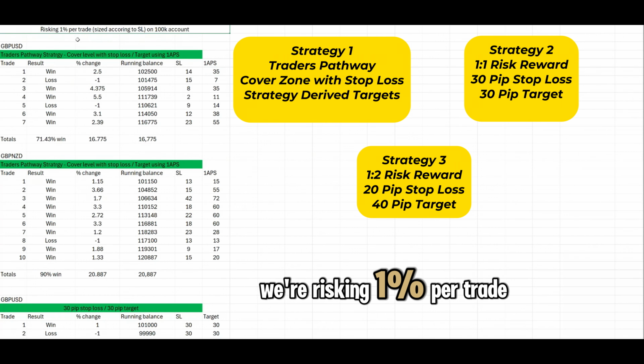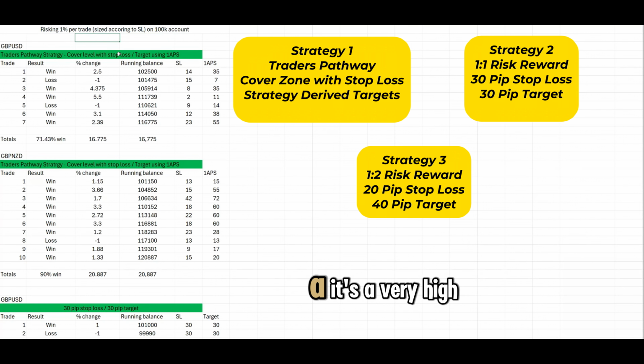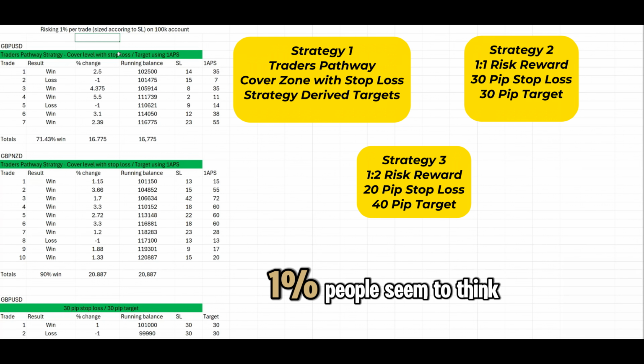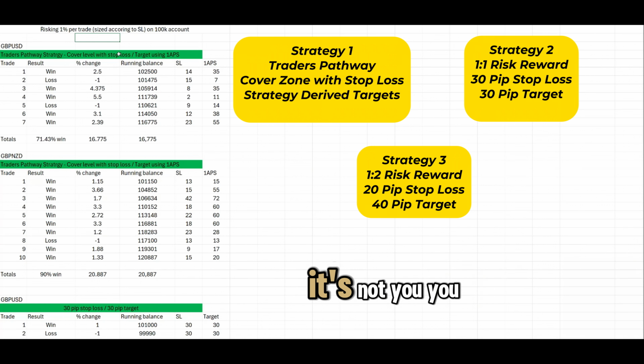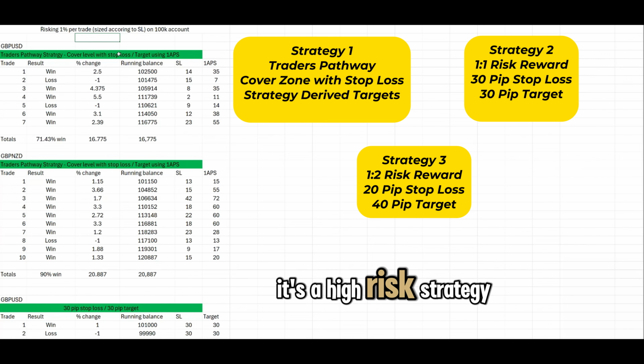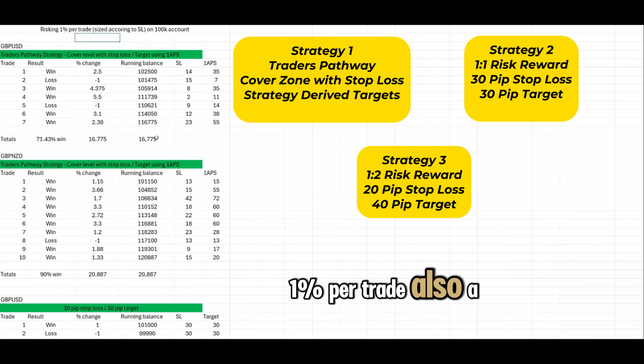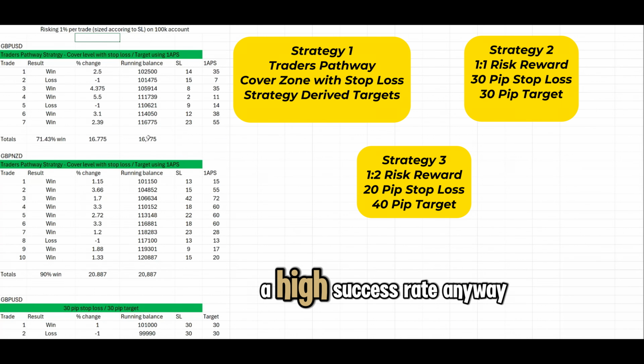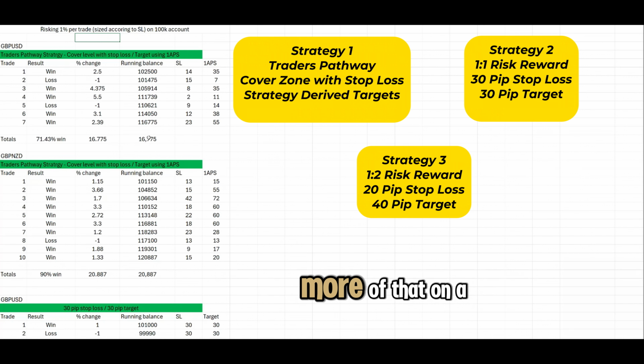We're risking 1% per trade, which I think is a very high risk strategy. 1%. People seem to think it's the industry standard. It's not. It's a high risk strategy, 1% per trade. Also a high return. So if you need a high success rate. Anyway, more of that on a different video.